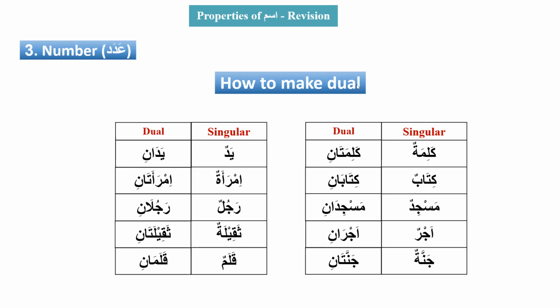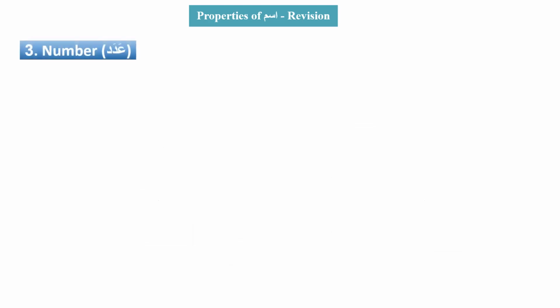Nothing to it. You either add tani, or you just add ani at the end. This is for rafa status. All the examples here are for rafa. And if it is nasab or jar, you just add aini at the end. Like muslimani, muslimaini, muslimatani, muslimataini. So ani or aini, this is what you add depending on what status you want. All right, so this is the dual, straightforward stuff.